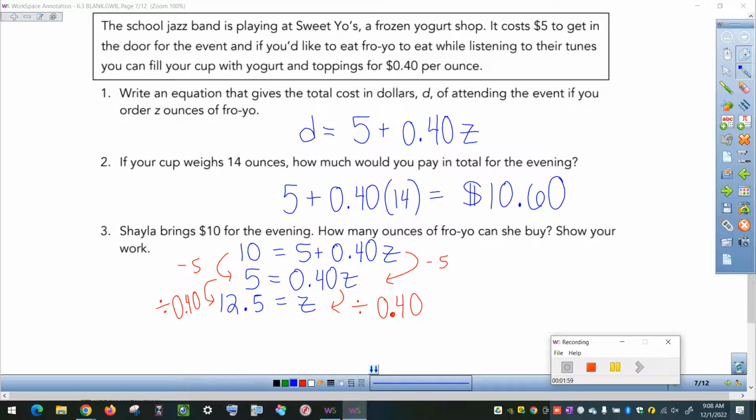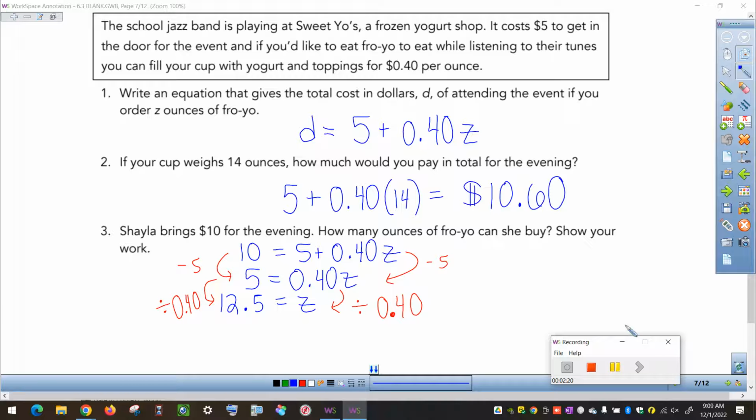Now in number 3, we are working backwards. So now we know the amount of money that a student brought. They brought $10 for the event. We want to know how many ounces of frozen yogurt they can buy. And so here we're plugging 10 in place of the dollar amount.